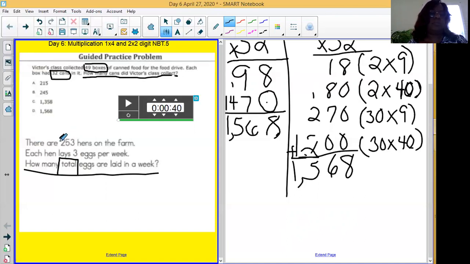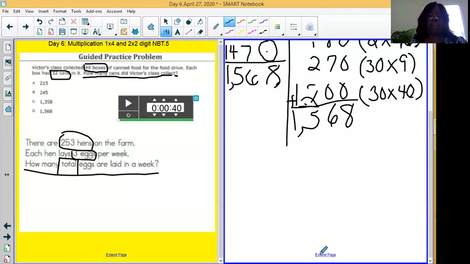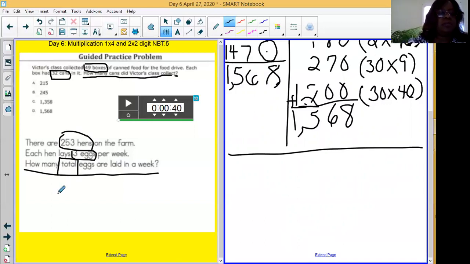There are 253 hens, and each hen lays 3 eggs. And they do this in a week. My big question says, how many total eggs will they lay in a week? So I know there are 253 hens, and each hen lays 3 eggs. Okay. So I'm going to pause and give you a chance to catch up to where I am. Make sure you have cubed your problem. In this particular problem, we will be multiplying.